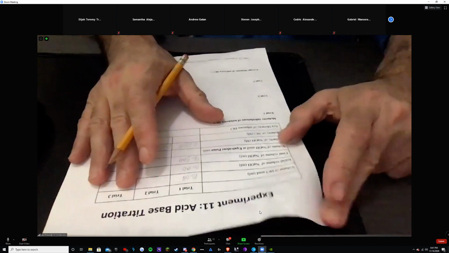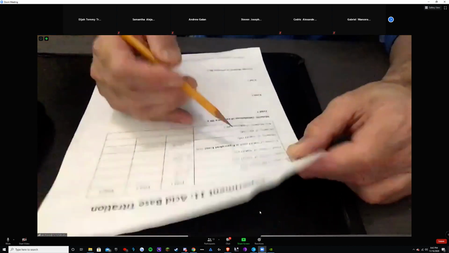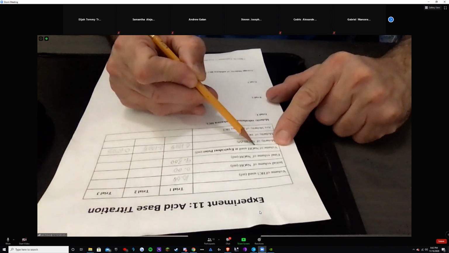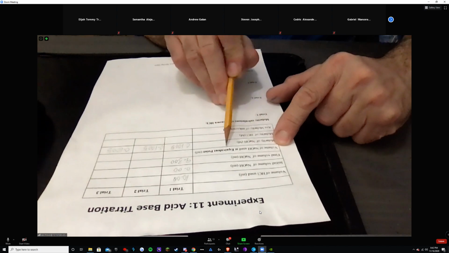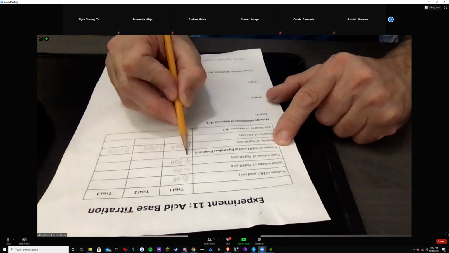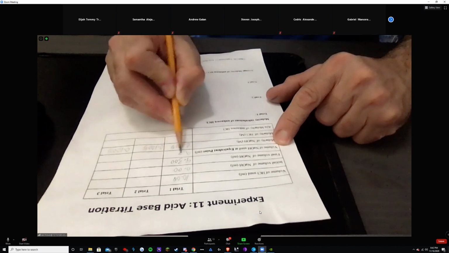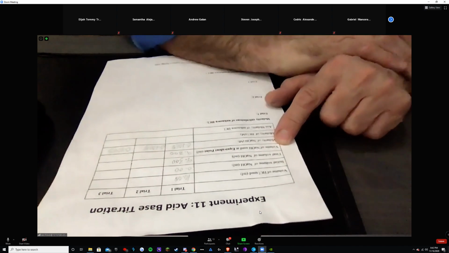Now, what's the difference in the volume? That's the volume consumed in reaching the endpoint. So the volume of sodium hydroxide added at the equivalence point is 9.300. I'm going to write down that number. Okay, so that's how accurate it can get.